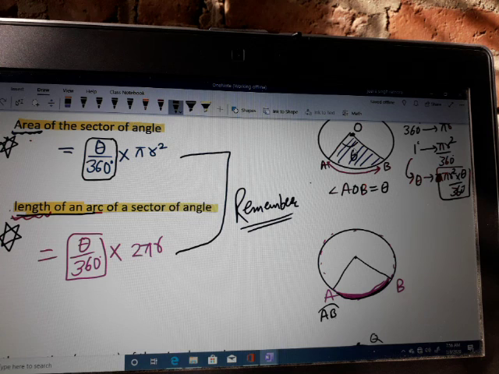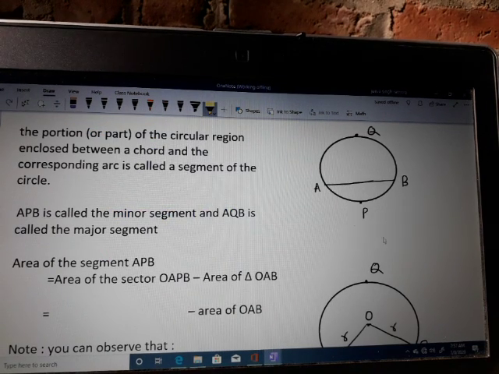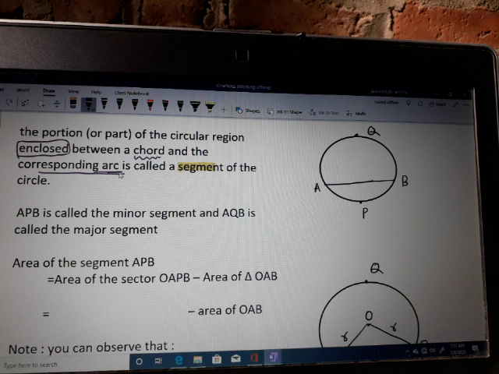Okay, next. Now I am going to explain the segment of the circle. What is the segment of the circle? You have to remember, this definition is so simple. The portion or part of the circular region which is enclosed between a chord and the corresponding arc of a circle is known as a segment of the circle.